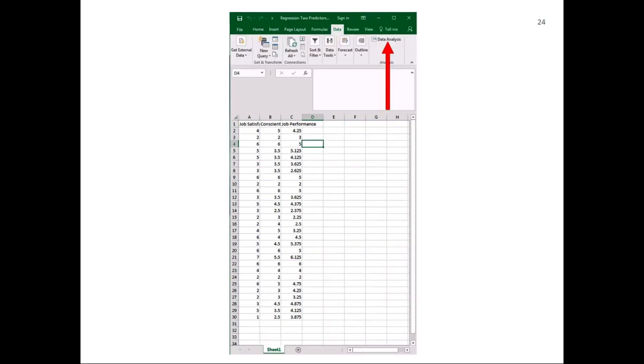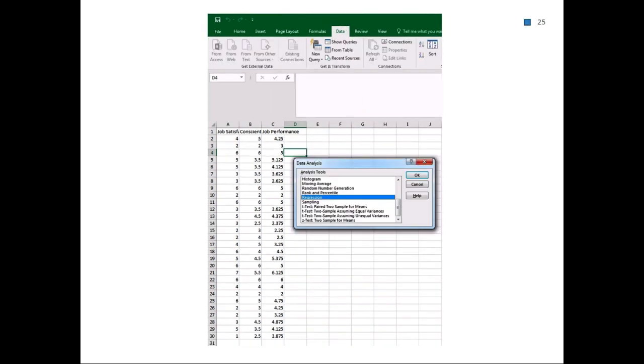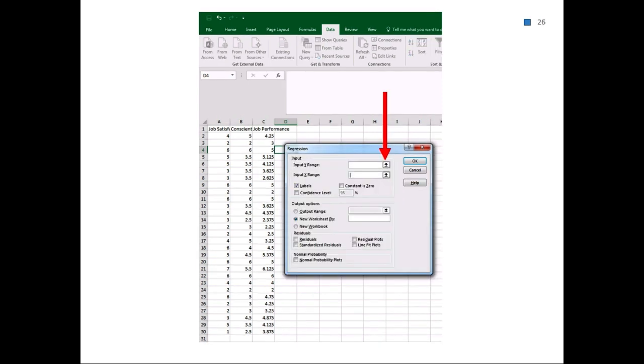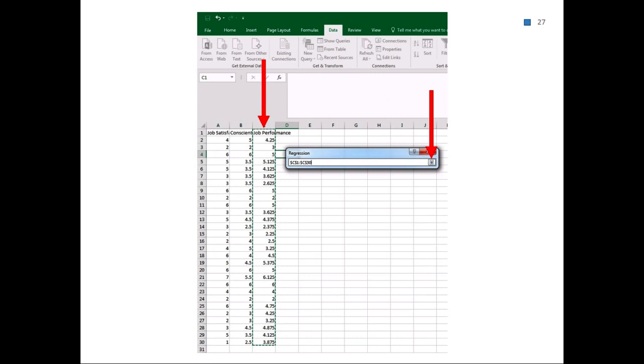To do this, like we always do, we would first click on data analysis. We would do the same thing we did last lecture. We would click on regression, just like we did for regression with one predictor. And then the same window pops up. In the same window, we would input the Y range, which is for our outcome. We would click on that highlighted button to identify our outcome data, and we would highlight our outcome data.